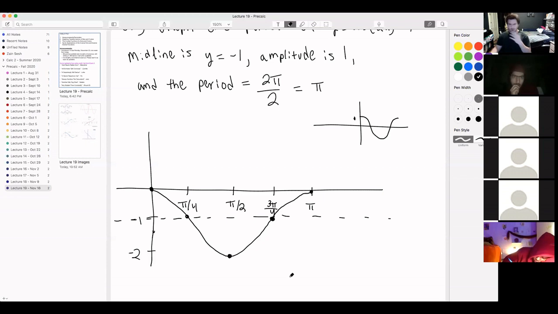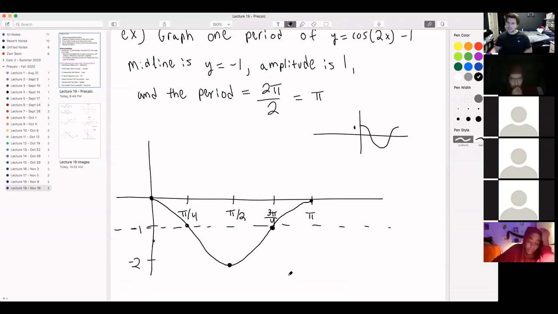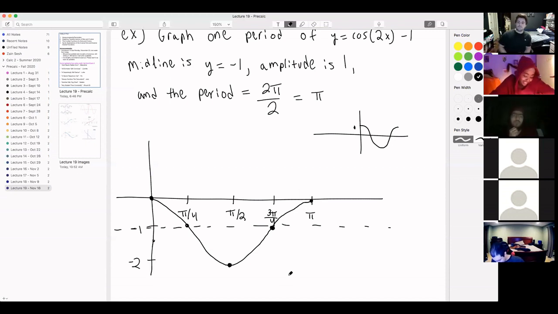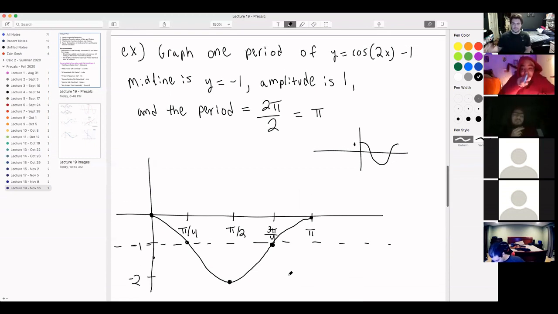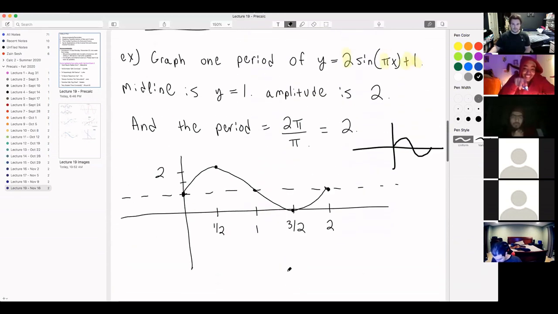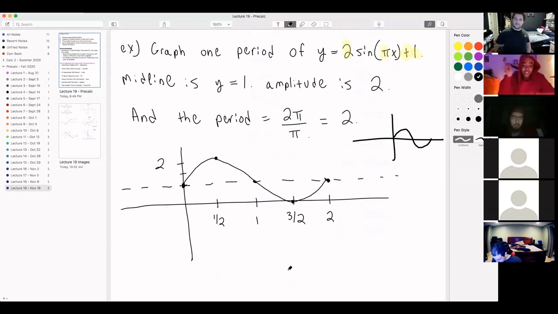Okay, so I hope that was okay. So just please let me know if anything was unclear. I have a question. Mm-hmm. For the first one, actually, why does the point at 3/2 go only to the midline if the amplitude is 2? So the point at 3/2 is at 0. This is the x-axis here.